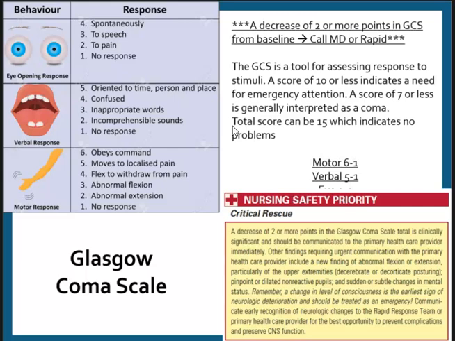Remember, a change in level of consciousness is the earliest sign of neurologic deterioration and should be treated as an emergency. Communicate early recognition of these changes to the rapid response team or the doctor to prevent further complications in CNS function.